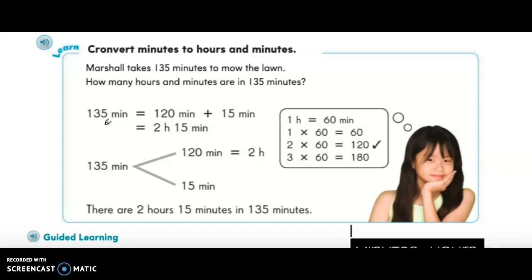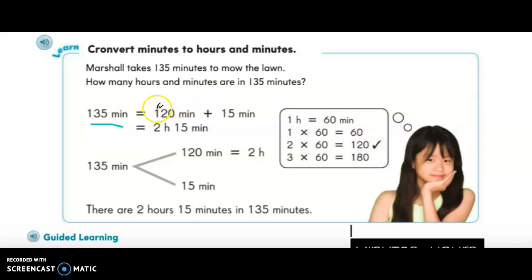This is where it's really helpful to start memorizing how many minutes are in about the first 1 through 5 hours. So we know 1 hour is 60 minutes, 2 hours is 120 minutes, 3 hours is 180 minutes. We want to get as close as possible to the minutes that they have here to figure out how many hours we can pull out. The closest without going over 135 is the 120.